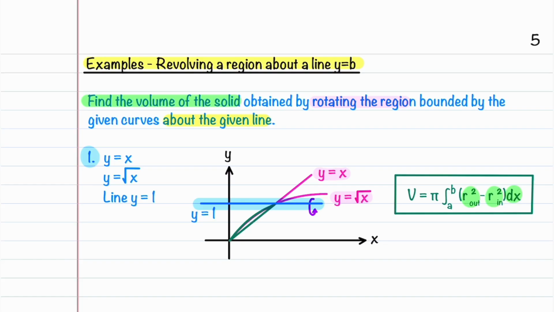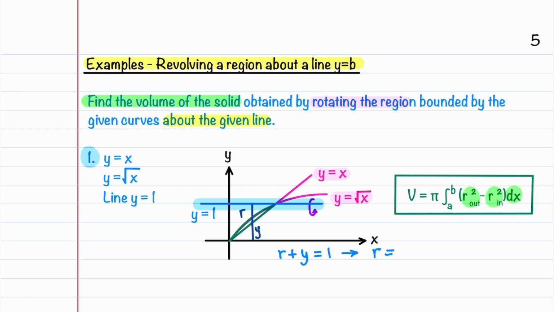I'm going to draw a diagram for the outer radius, and then the inner radius will be really similar. The radius is the distance from the curve to the revolving line, so we'll label this as r. And because our curves are y equal to a function of x, we need to find what y is. y is the distance from the x-axis to the curve. So let's label this as y. From this diagram, you can see that r plus y is equal to 1, and that tells us that our radius r is 1 minus y. I'm going to go ahead and highlight that because we're going to need that in a minute.